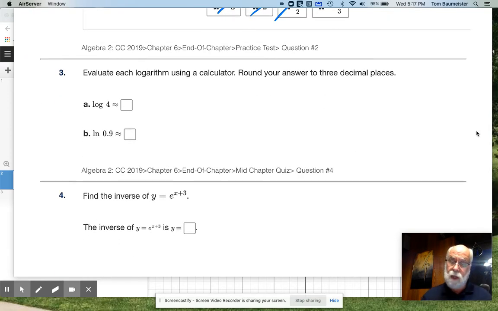Okay, next ones are just, again, plug and chug. Remember, that's log to the base 10. It's the common log and the natural log. Plug them in your calculator. Gave you a couple of easy ones here. That'll give you 0.602. Again, they said 3 decimal places. And on this one here, -0.105.